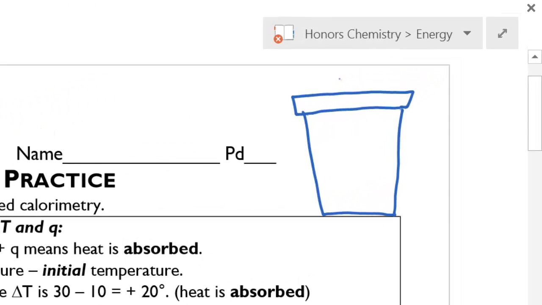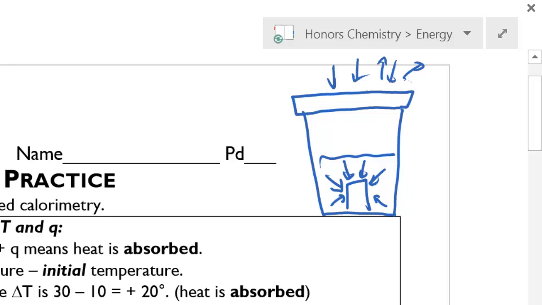And the reason why I use the coffee cup is because when I had a reaction going on inside, we were able to contain the energy flow within this. We tried to make this an isolated system. We were trying to avoid any energy loss to the surroundings or any energy coming in from the surroundings. We were trying to minimize that by keeping it in this coffee cup calorimeter.